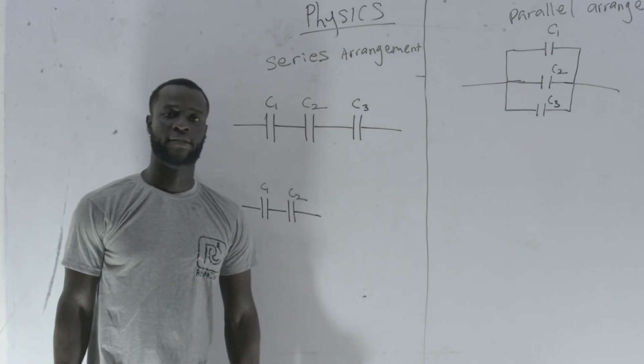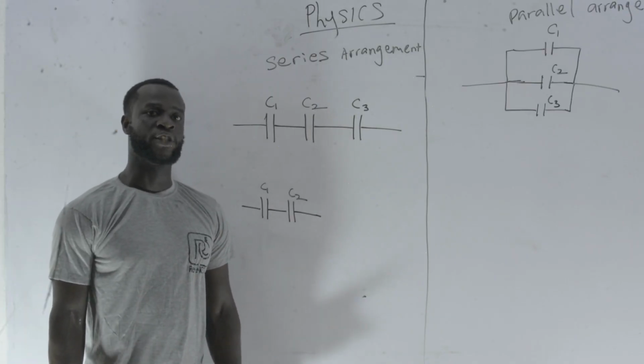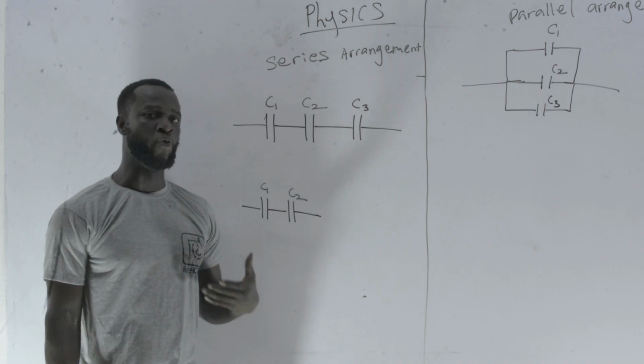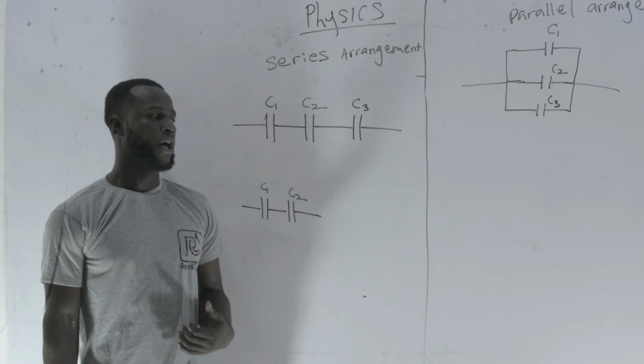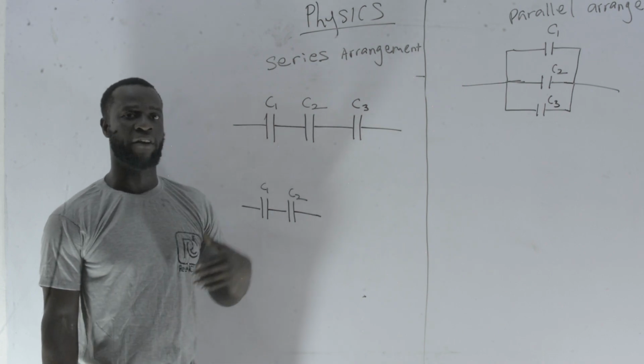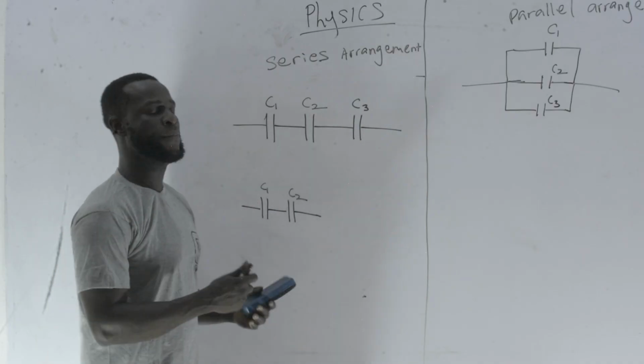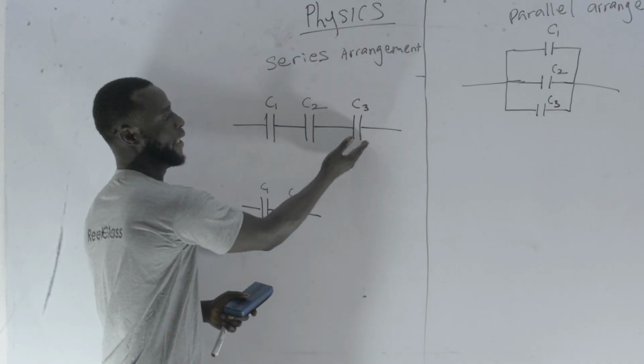Welcome back to class. And right now, we are going to be discussing the arrangement of capacitors. Just like I earlier said, there are two ways capacitors can be arranged. They can be arranged in series or they can be arranged in what? Parallel. This is series arrangement, where the terminals of the capacitors are connected end to end.